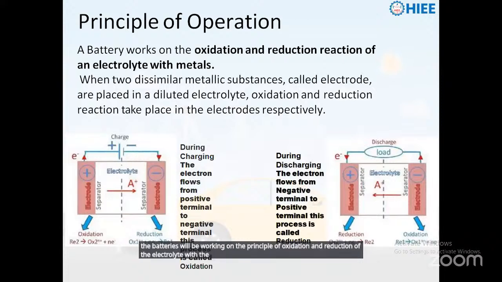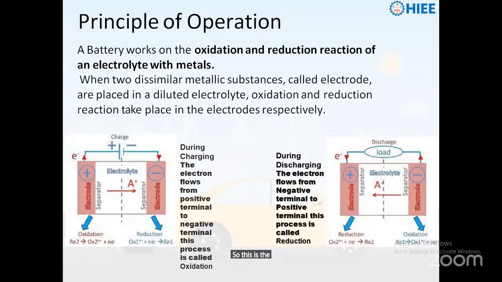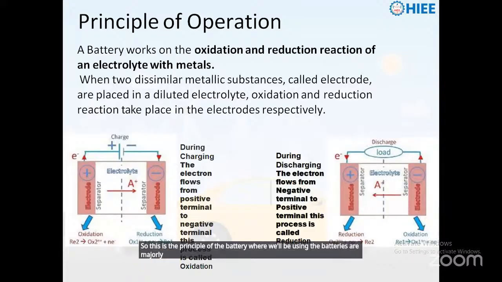If I'm not wrong, this is what we studied in 8th class chemistry, where we saw the oxidation and reduction of electrons. So this is the principle of the battery, which majorly works on oxidation and reduction. And what are the operating modes in the battery? The two operating modes in the battery are charging and discharging. One more thing is the idle state.